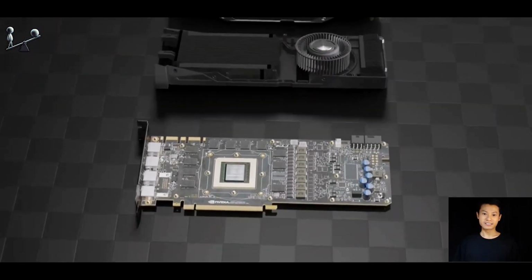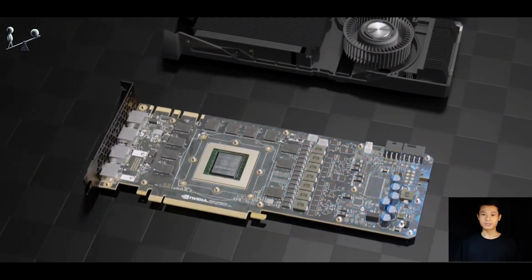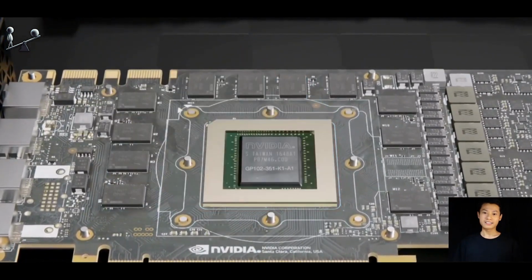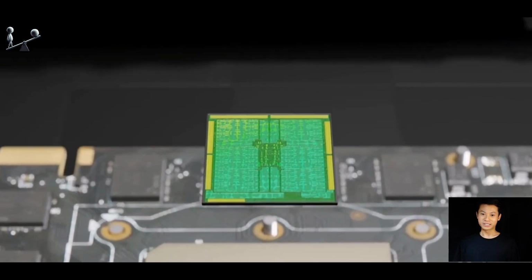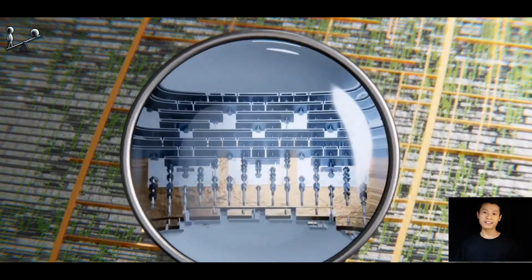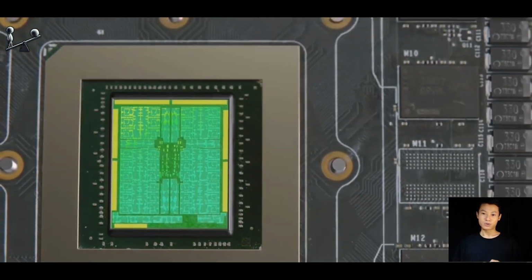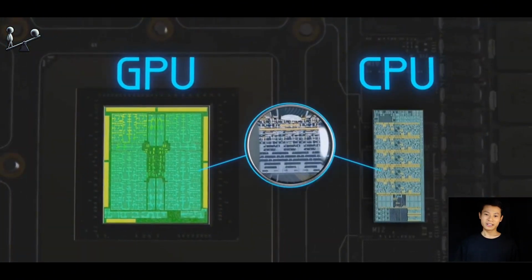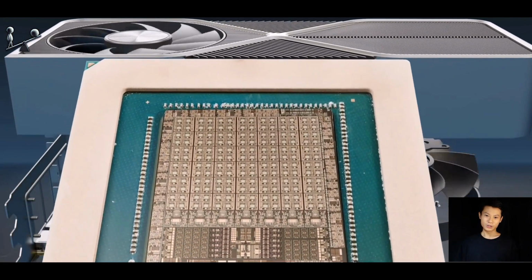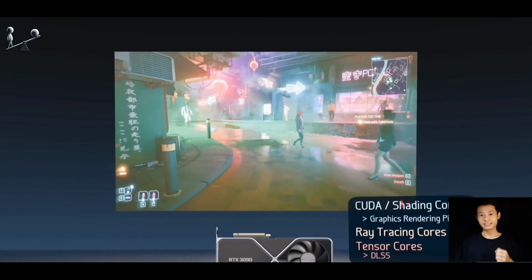First, let's explore the graphics card. When you open it up, you'll see a PCB printed circuit board inside. On this board, the most important component is the GPU chip. Similar to a CPU chip, the GPU chip also integrates tens of billions of transistors. However, the big difference is that the number of cores inside a GPU can reach tens of thousands, while a CPU usually has only a few cores.